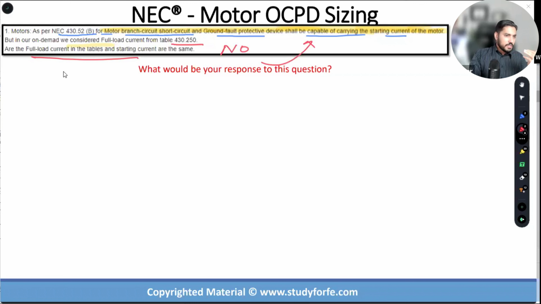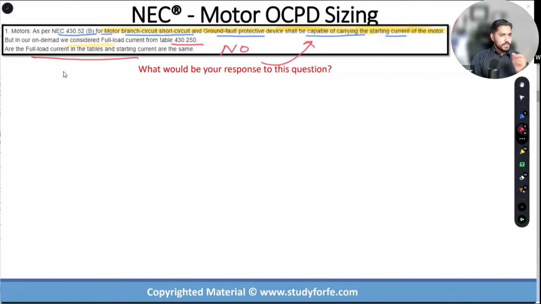Essentially, what the student is asking is: how do you make sure that the OCPD ratings and the settings that you come up with using some of the other tables I'm going to mention are respectful of the motor starting current? How do you approach it, guys? So this is where the code meets the reality. This is a practical aspect of the code. This is not theoretical. In fact, the code is written to address practical scenarios primarily.